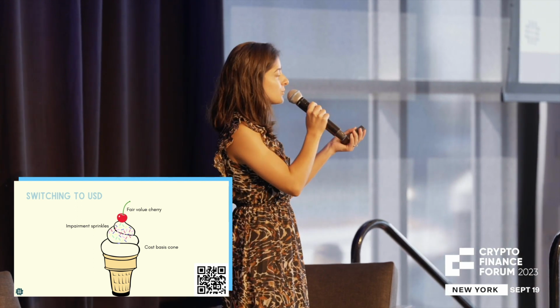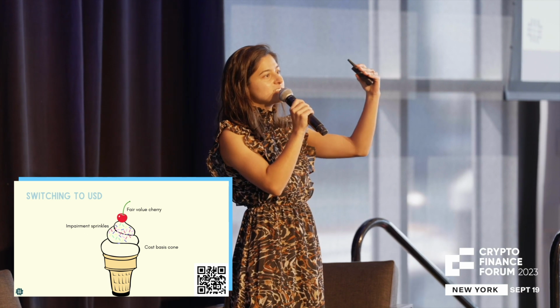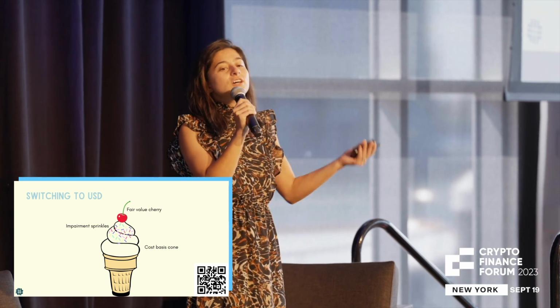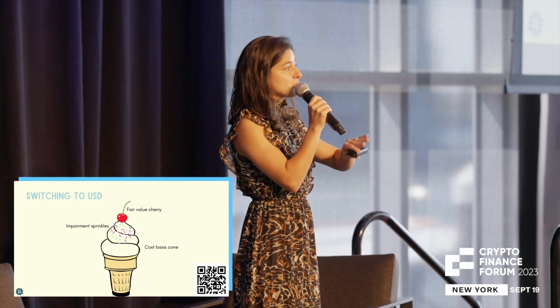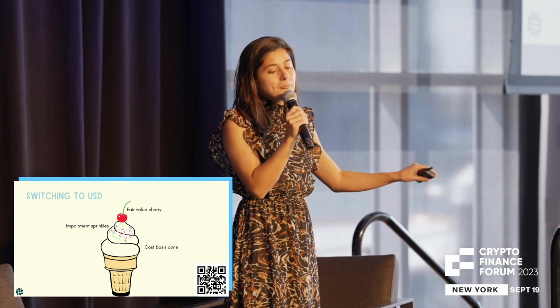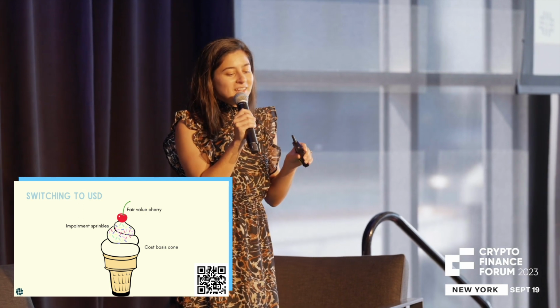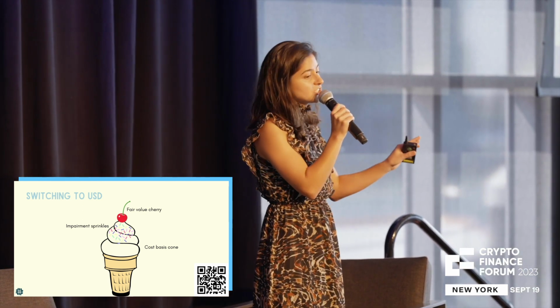But now, under the new rules and also the current rules, there are different calculations that are layered on top of your cost basis. So right now we have impairment, which is artificially lowering your cost basis to the lowest price during the period in which you held your crypto. So I'm calling that impairment sprinkles. But again, your cost basis stays the same, that's not changing.